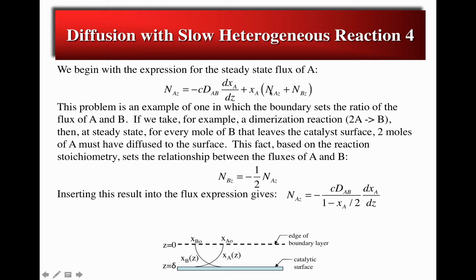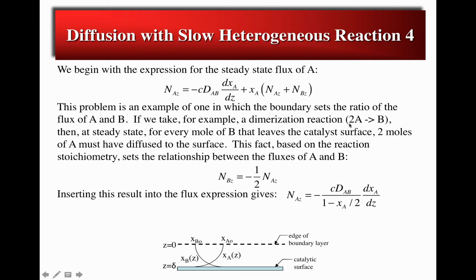So A is only going to this surface because it's being consumed at the surface to produce B. And the rate of transport at steady state of A and B has to be linked by the stoichiometry of the reaction. So if we consider a dimerization reaction, for example, where two molecules of A at that catalytic surface combine to form one molecule of B, then at steady state, for every mole of B that leaves the catalyst surface and heads out towards the bulk gas, 2 moles of A must have diffused to the surface.